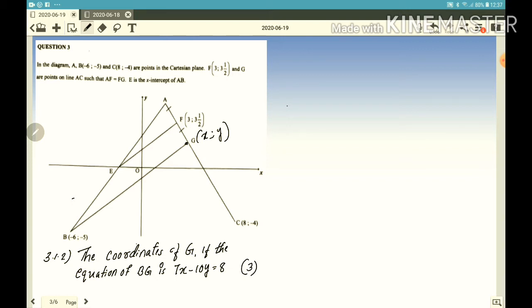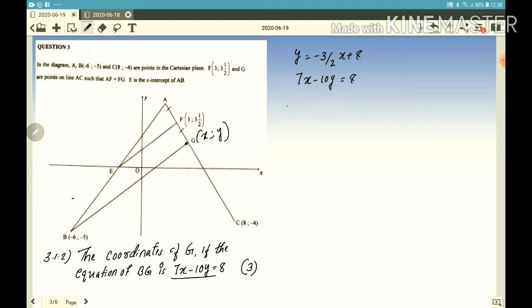Here the equation of BG is already given, and AC's equation we calculated in the previous question. What is that? The equation of AC, I am writing here: y is equal to minus 3 by 2 x plus 8. Now the equation of BG is also given: 7x minus 10y is equal to 8.